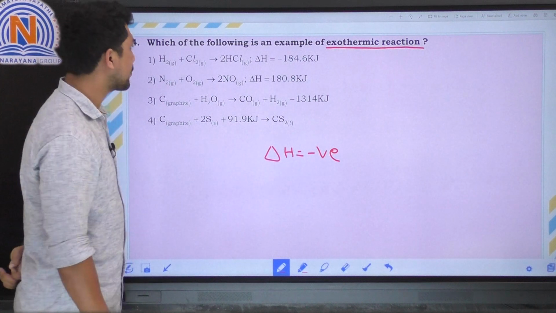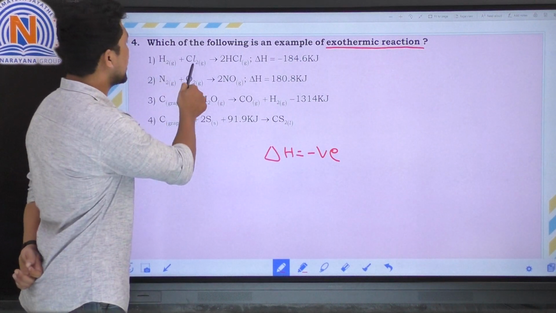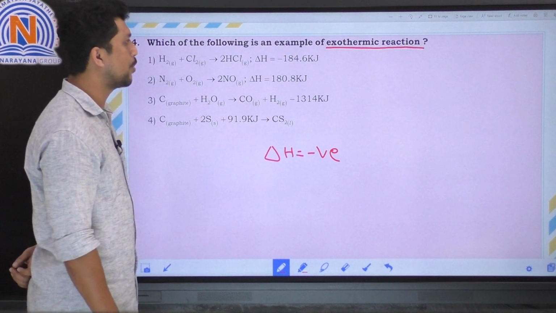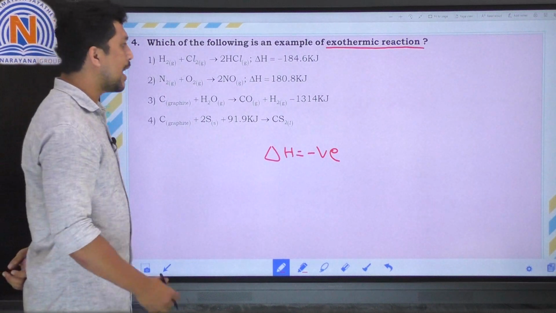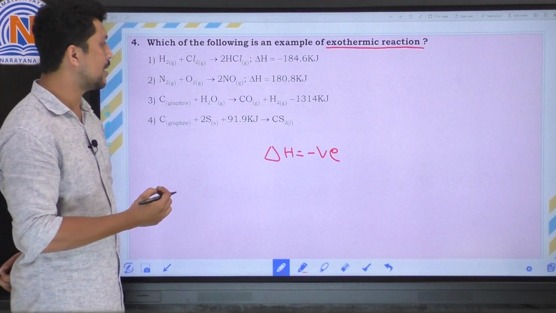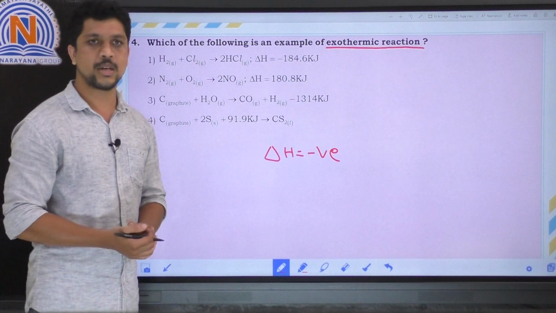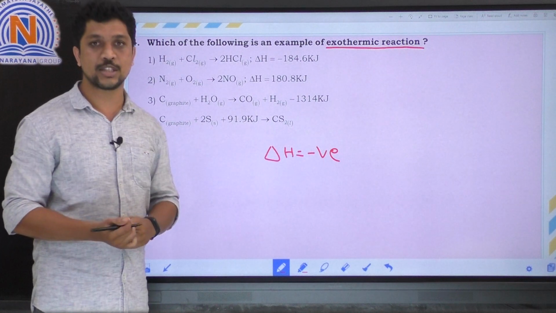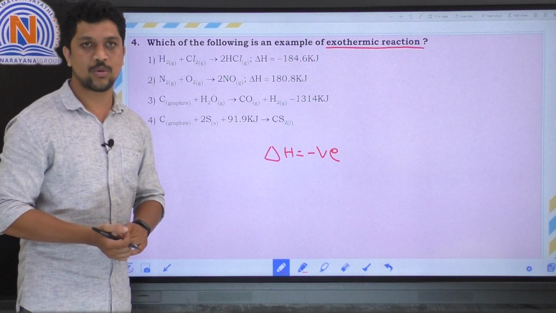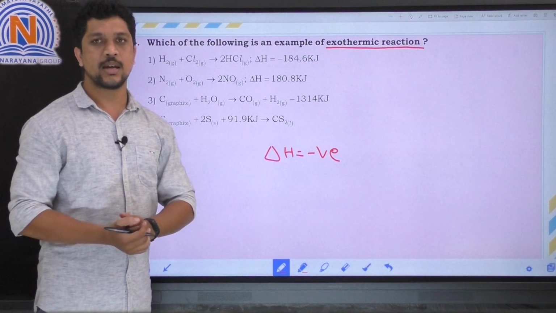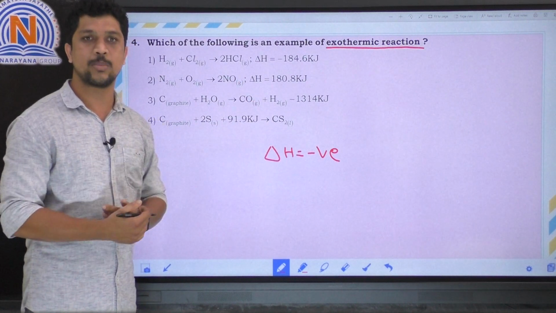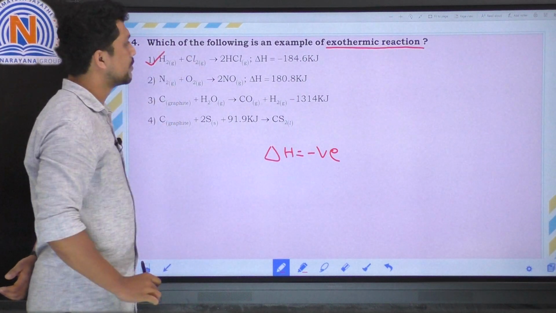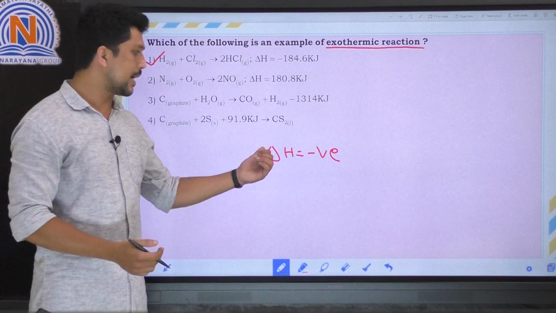If you see here, H2 plus Cl2 gives rise to 2HCl. There they have given delta H equal to minus 184.6 kilojoule. Here the evolution of heat is represented with the negative sign, right? The second option, N2 plus O2 gives rise to 2NO, that is delta H equal to 180 kilojoule per mole. So they have given the energy with a positive sign, that is the endothermic reaction. So the correct option is the first option. Clear? Because delta H is negative.